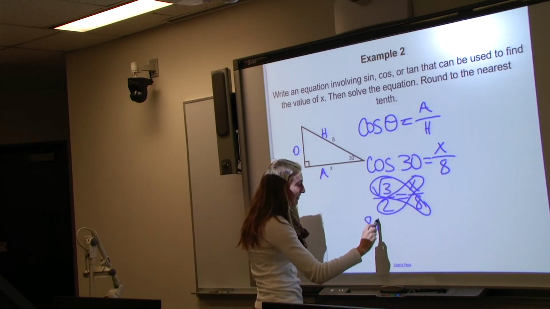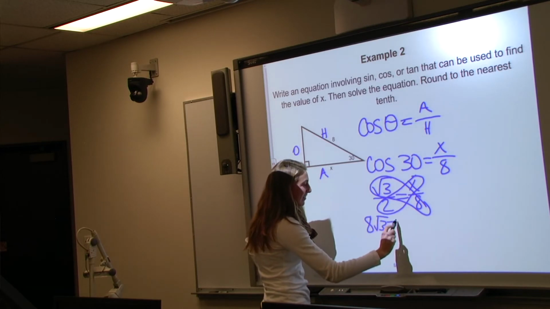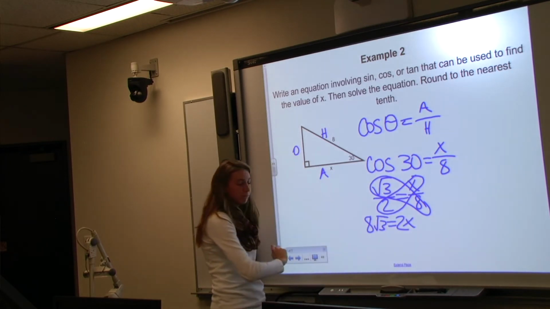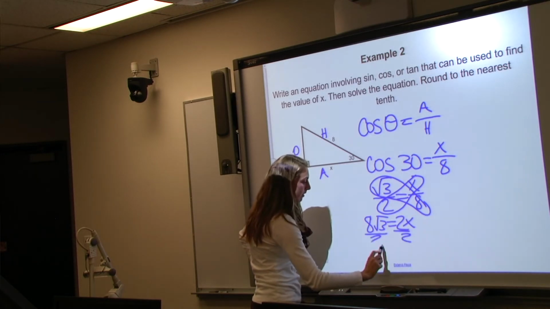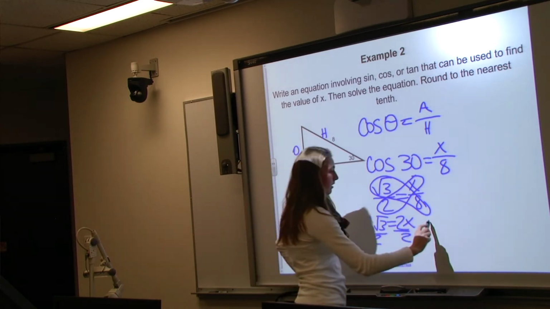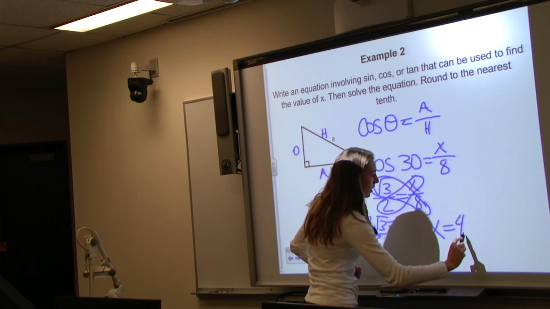So we get 8 root 3 equals 2x. From here I'm going to divide both sides by 2. And I get x equals 4 root 3.